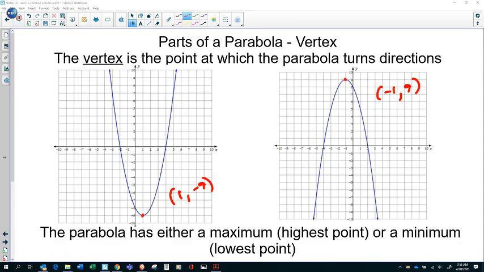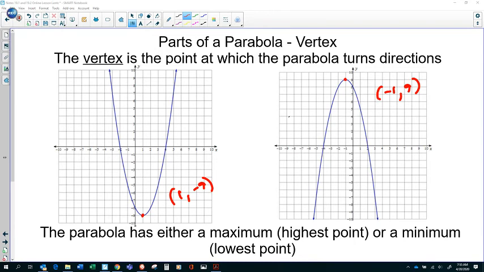The next is the vertex. It's the point at which the parabola turns directions. It's the peak or the very bottom of the valley. In the example on the left, we have 1, negative 9. That's the vertex. And on the right, we have negative 1, comma 9. That's the vertex. It's the actual point.